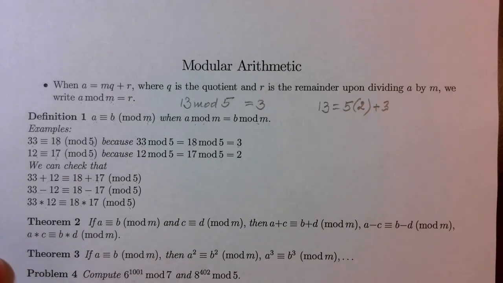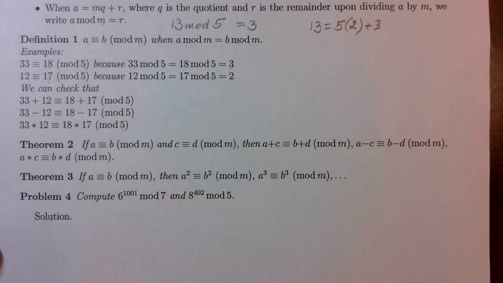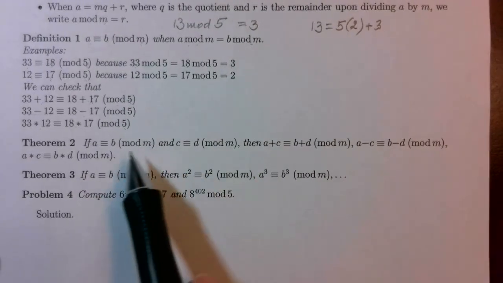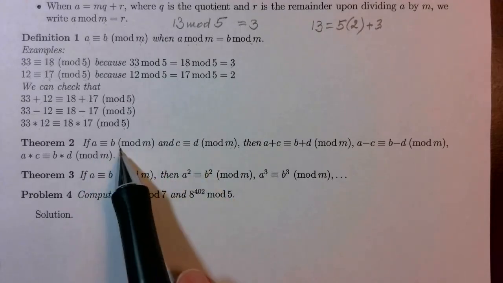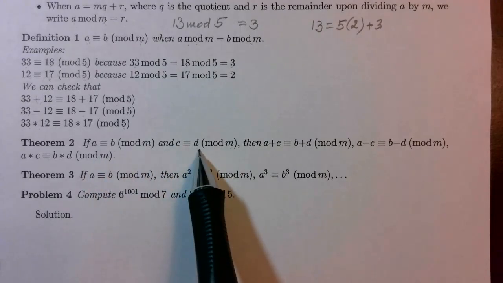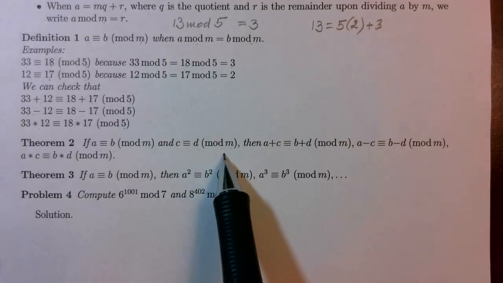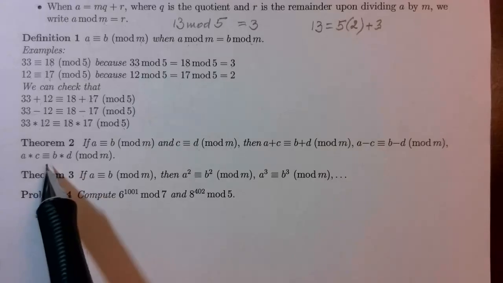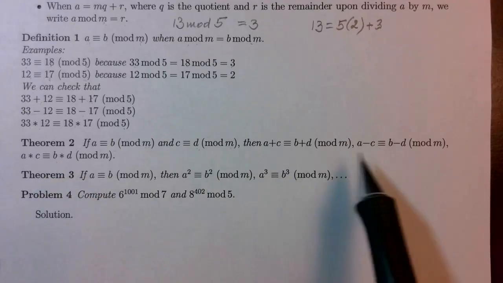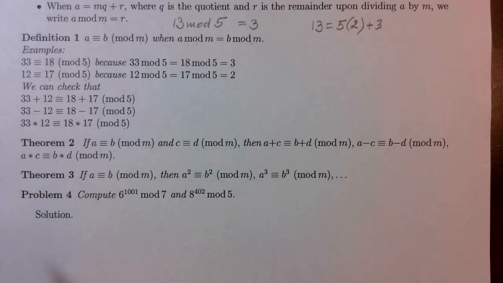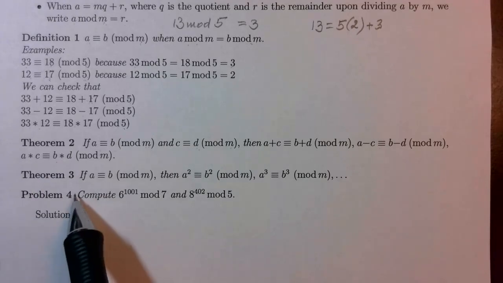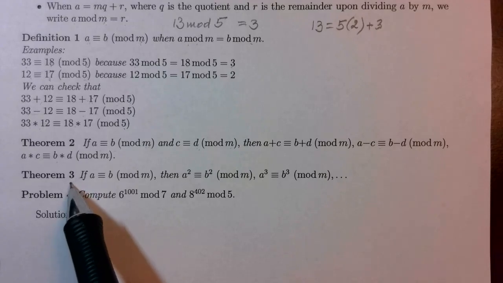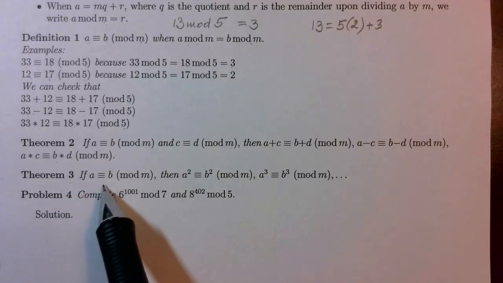It turns out that this is true in general. If m is a positive integer and you have two given congruencies mod m, you can add them, subtract them, multiply them. The result is again a true congruence. From here, we obtain the next theorem.